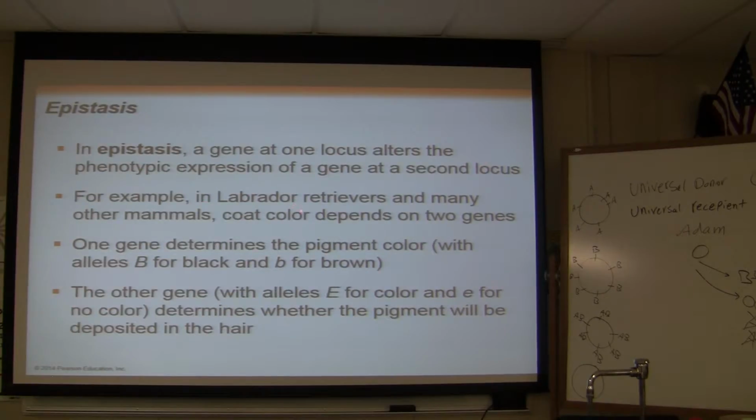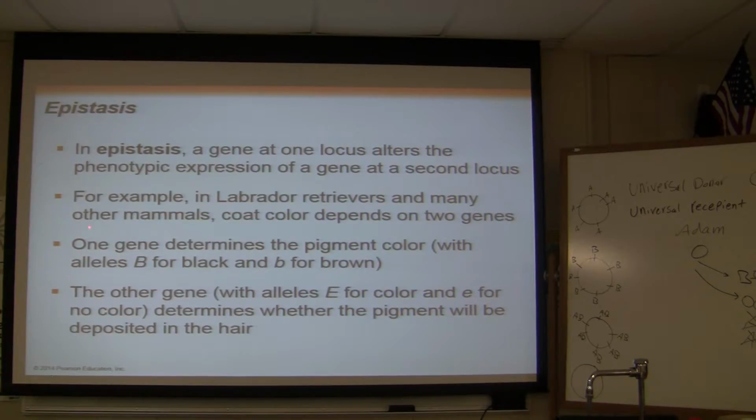For example, Labrador retrievers can have 3 different colors. Coat color depends on 2 genes. One gene determines the pigment color, with allele B for black and b for brown, and the other gene, capital E for color and small e for non-color, which is yellow, determines whether the pigment will be deposited or not.